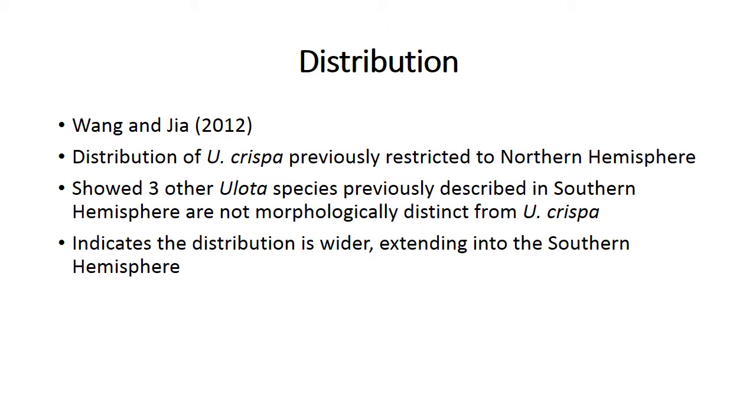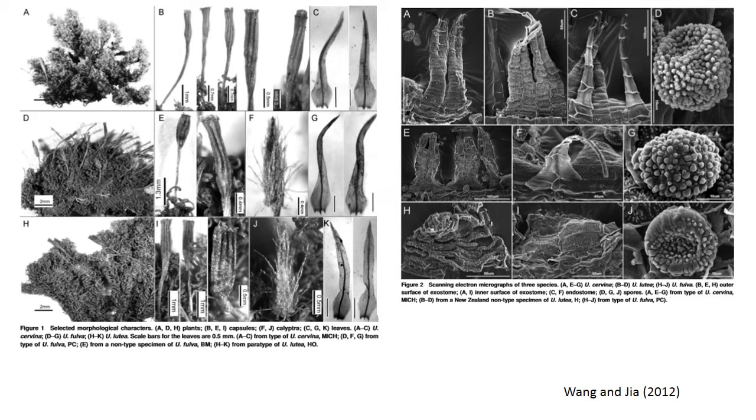The distribution was studied by Wang and Jia in 2012. So the distribution of Ulota crispa was previously restricted to the northern hemisphere. They showed that 3 other Ulota species that were previously described in the southern hemisphere were not morphologically different from Ulota crispa. This means that the distribution is wider than previously thought and now extends into the southern hemisphere.